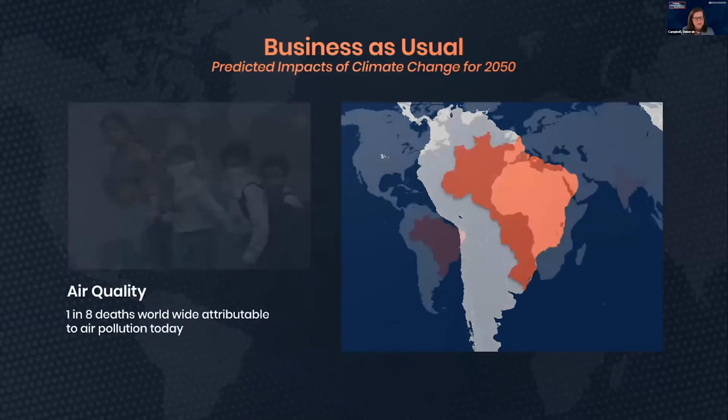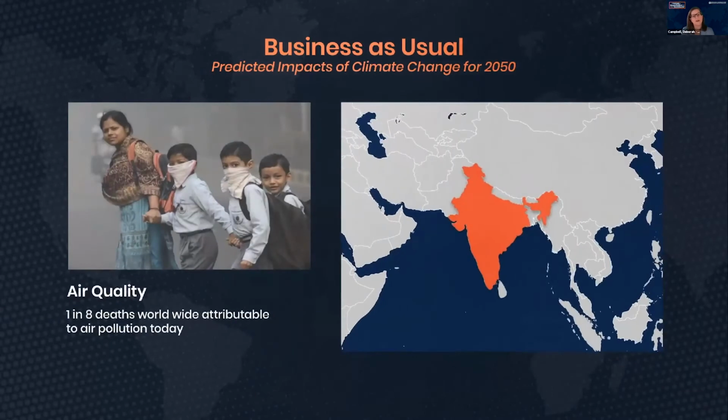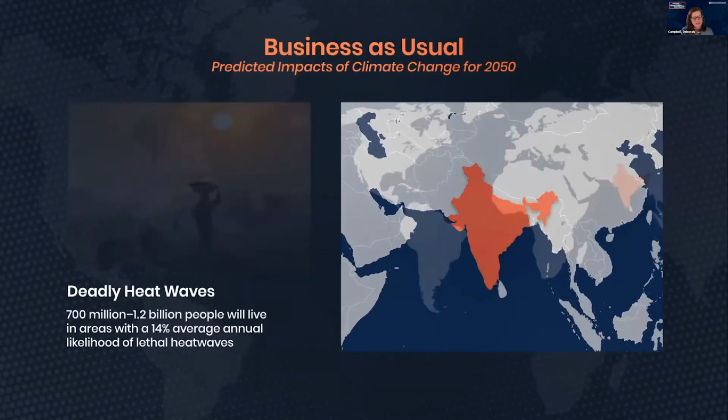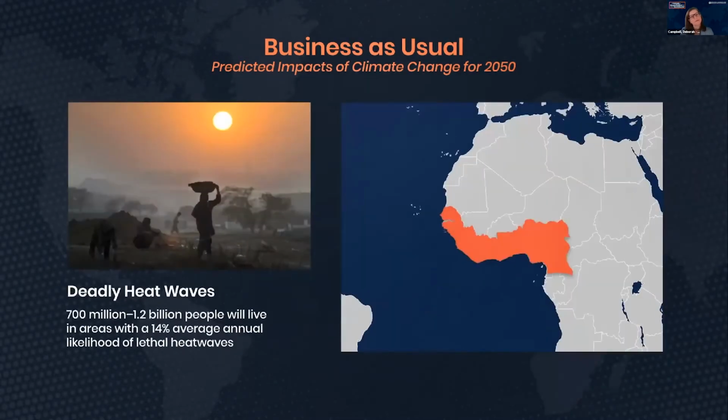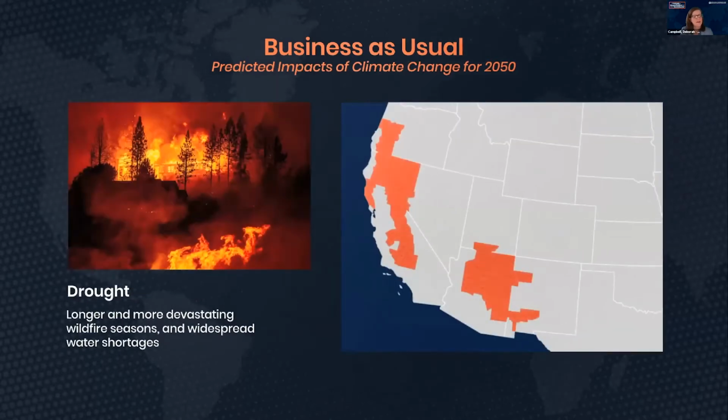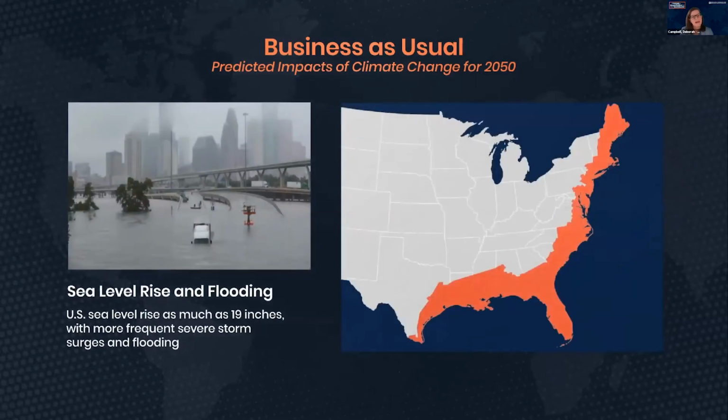We'll also face more deaths that are attributable to air pollution due to the increase in population and urbanization. More people will be exposed to deadly heat waves. Severe droughts are going to lead to longer and more devastating wildfire seasons and widespread water shortages. And the US is going to face more frequent severe storm surges and flooding, as we saw with Hurricane Harvey.